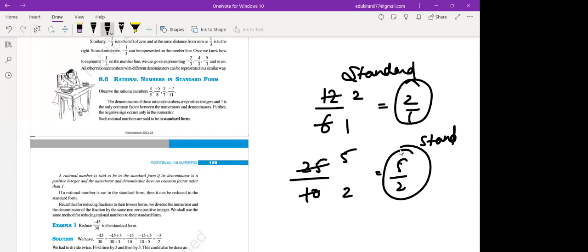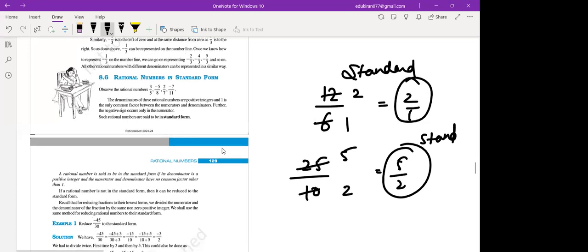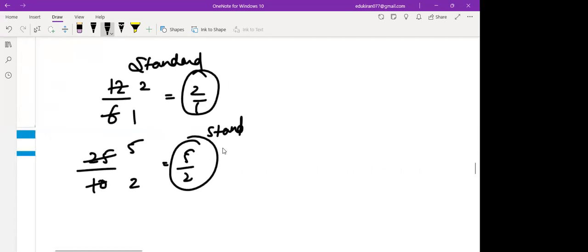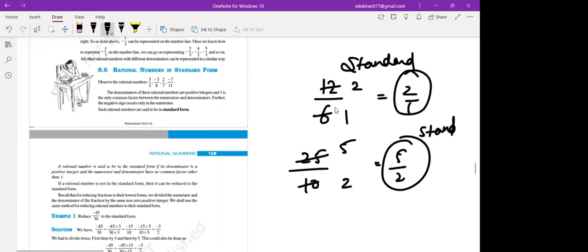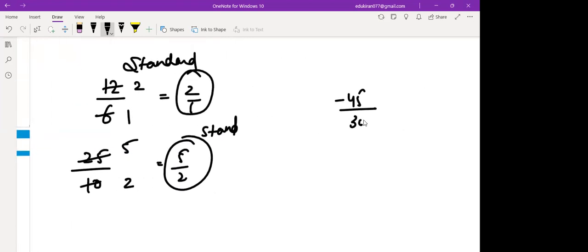Everybody got it? Okay, now coming to the next one. I'm going to give you one question. Minus 45 by 30. This is your question. Find me the standard form of this rational number. Okay, quickly.